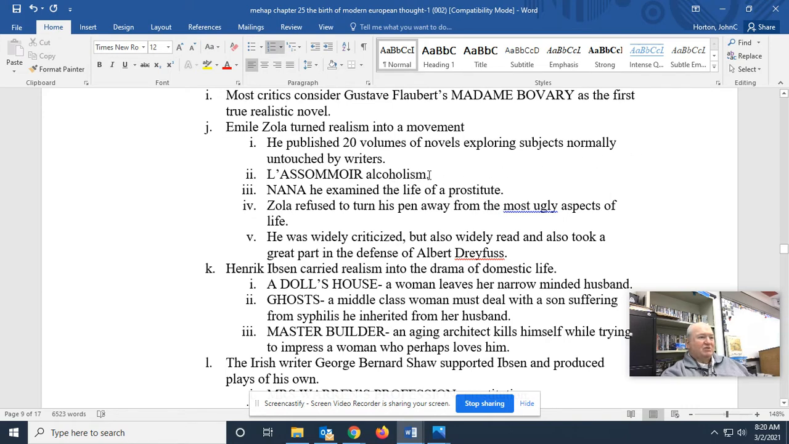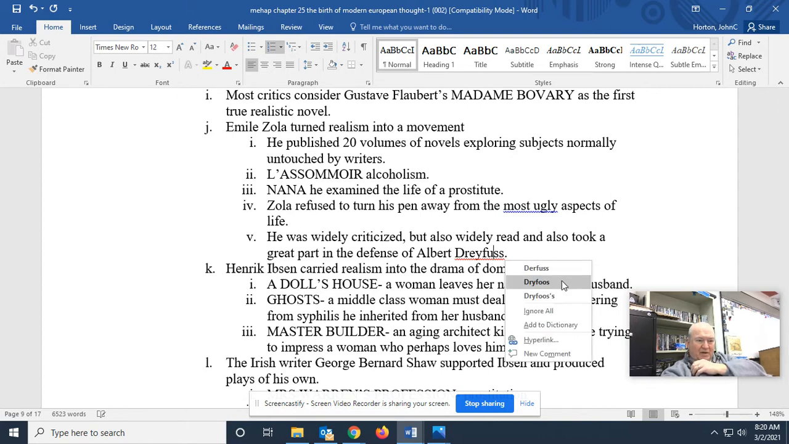For example, these are just some of them. Do you have to remember them? No. L'Assommoir explored alcoholism. Nana explored the life of a prostitute. Zola refused to turn his pen away from the most ugly aspects of life. Zola was widely criticized, but also widely read, and also took a great part in the defense, as you know, of Albert Dreyfus. And I'm sure we all know who Albert Dreyfus is by now. Did I misspell that? Nope. I think it's only one S.